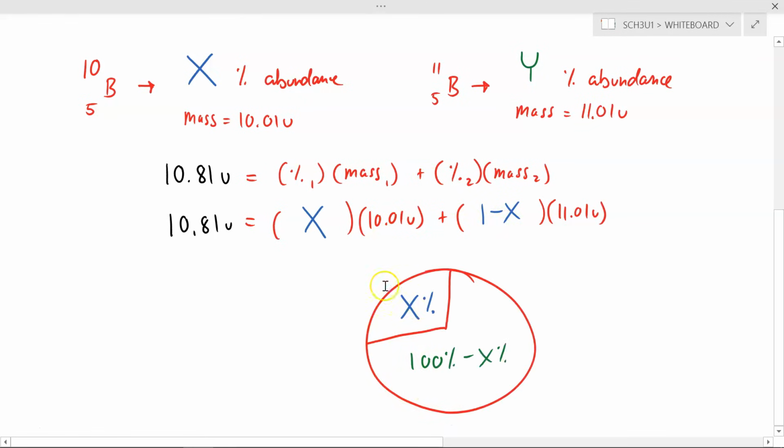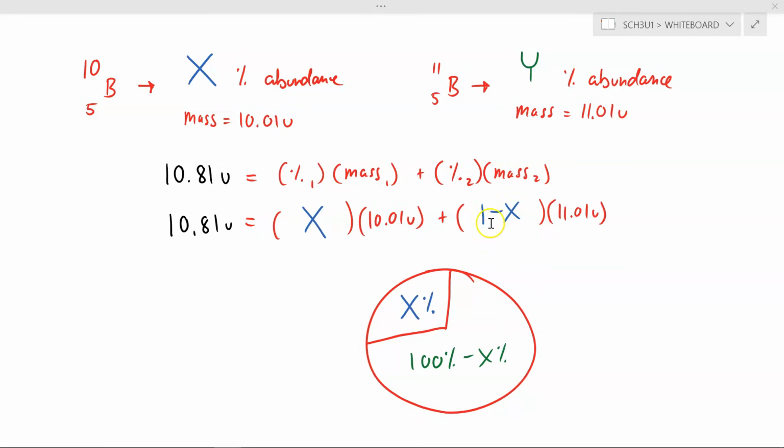Think about it this way. If X is the percent of boron-10, then the remaining portion must be 100%, the total, minus whatever X is. That's what the remaining portion would be. Now we only have to worry about the one variable, X, instead of two variables, X and Y. And now we are able to solve for this equation.